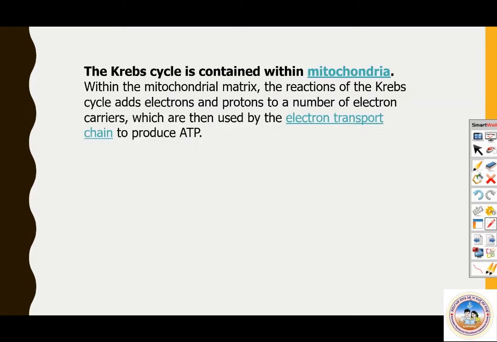The Krebs cycle happens within the mitochondria. Okay, where in the mitochondria? In the mitochondrial matrix. The reactions of the Krebs cycle add electrons and protons to a number of electron carriers, which are then used by the electron transport chain to produce ATP. Okay.